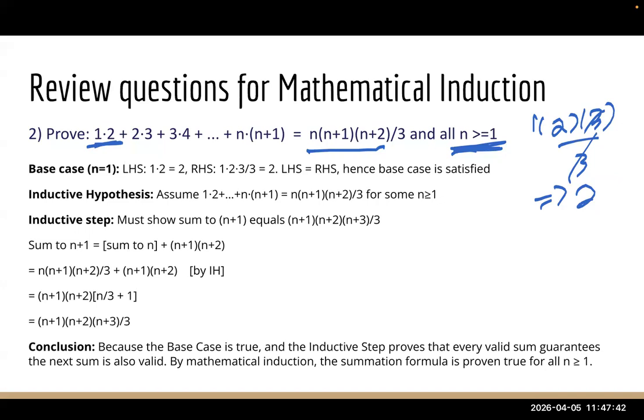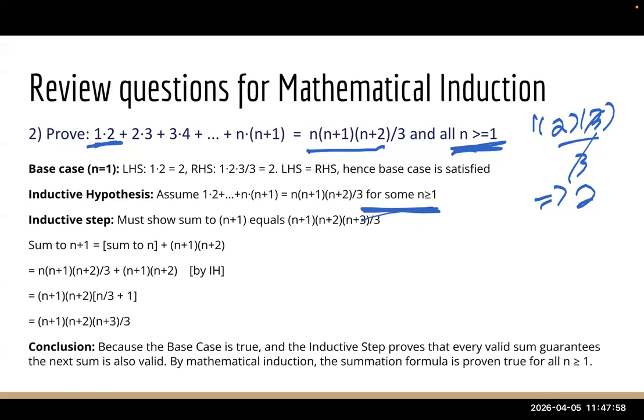Now, we want to be more precise with wording over here. We don't want to say some n is greater than or equal to 1. We want to say for some arbitrary integer n, which is greater than or equal to 1. We want to be precise with the wording for the inductive hypothesis. Now, let's do the inductive step.